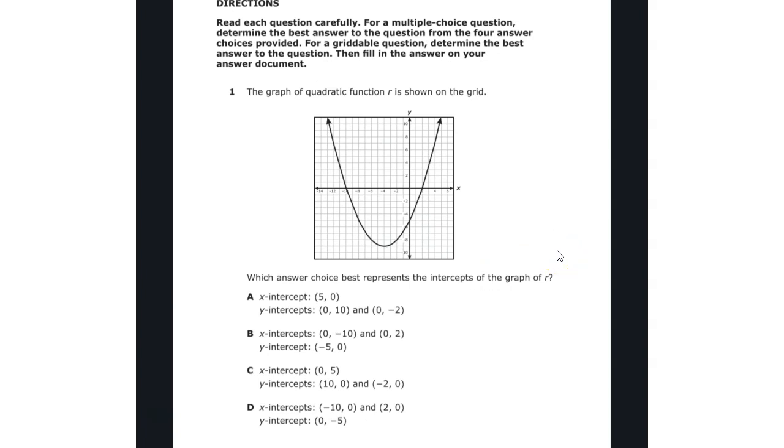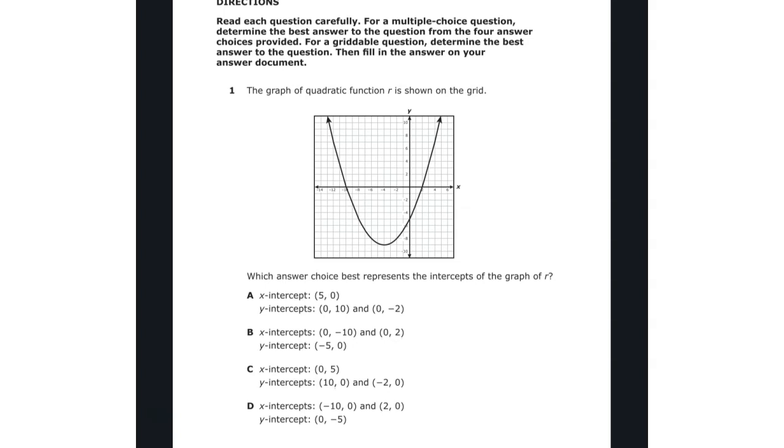So the question here says the graph of the quadratic function r is shown on the grid. Which answer choice best represents the intercepts of the graph of r? So with the intercepts, we're thinking about the x-intercept and the y-intercept. So the x-intercept, let's look at that. X-intercept, that happens at x equal to 2, also at x equal to -10. And your y-intercept happens at y equal to -5.